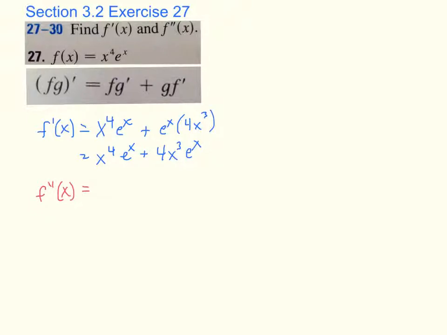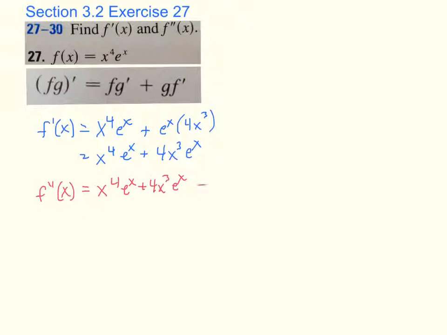Now we have the derivative of a sum, and the derivative of a sum is the sum of the derivatives. So I'm going to take the derivative of each part separately. Now, in order to do these, again, I'm going to have to use the product rule. Well, luckily, I've already taken the derivative of x to the fourth e to the x, so I'm just going to take that and write it down again. x to the fourth e to the x plus 4x cubed e to the x.